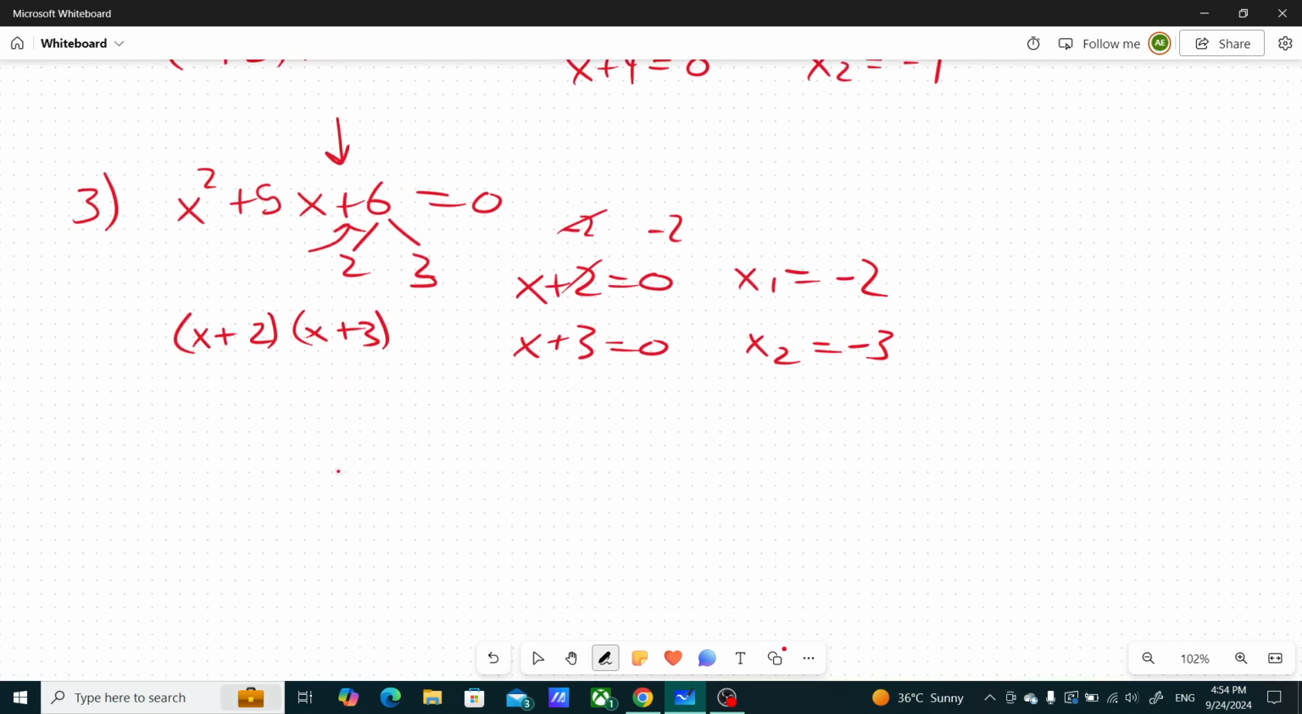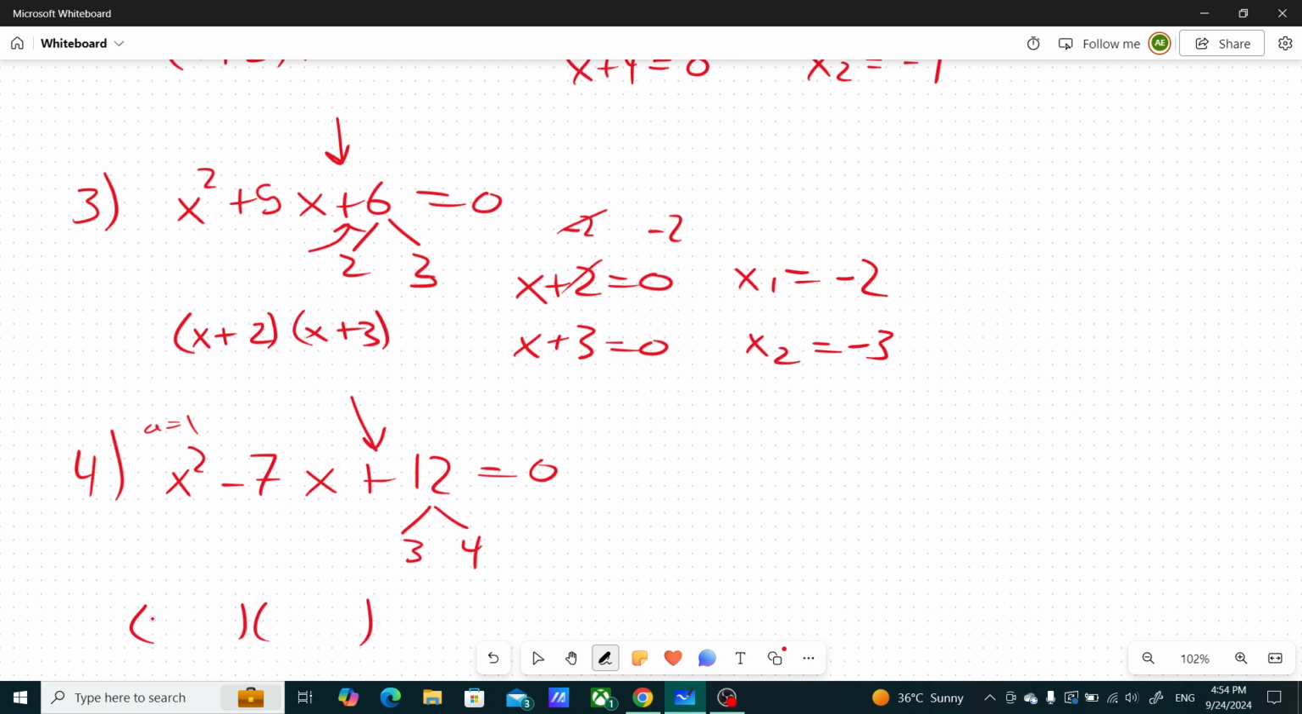Okay, let's take the next example. Let's take x squared minus 7x plus 12 equals 0. Again, first step, I will take a look at this sign. Since a equals 1 and it's a plus, I need two factors of 12 that add up to 7. So I have a 3 and a 4. I will open my brackets, x, x, 3, and 4. Since this is a plus, both will take the middle sign, so both will become minus.